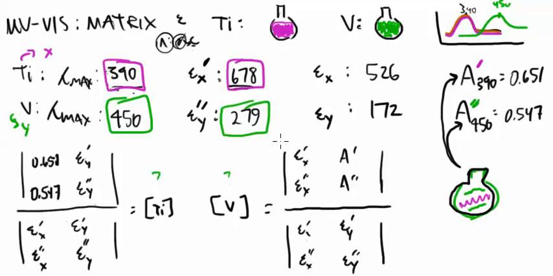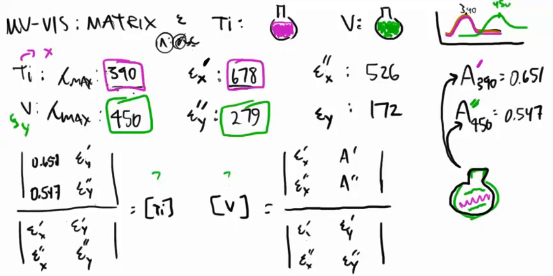Okay, so what about these other molar absorptivities? Well, we said two components, two unknowns, two lambda maxes. Here I've taken my titanium standard and run it at 390 to get this molar absorptivity. To calculate this one, though, we had to take the titanium standard and run it at vanadium's wavelength. Because we're running it at vanadium's wavelength, this is not a prime anymore. This is double prime now, because that represents vanadium at 450.